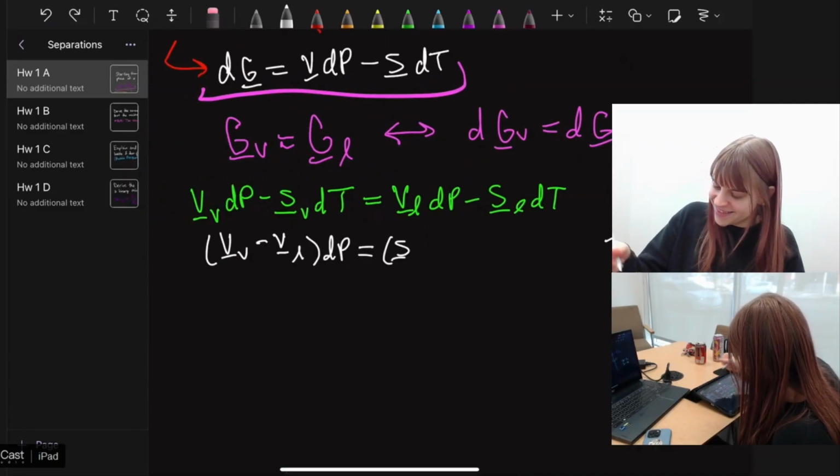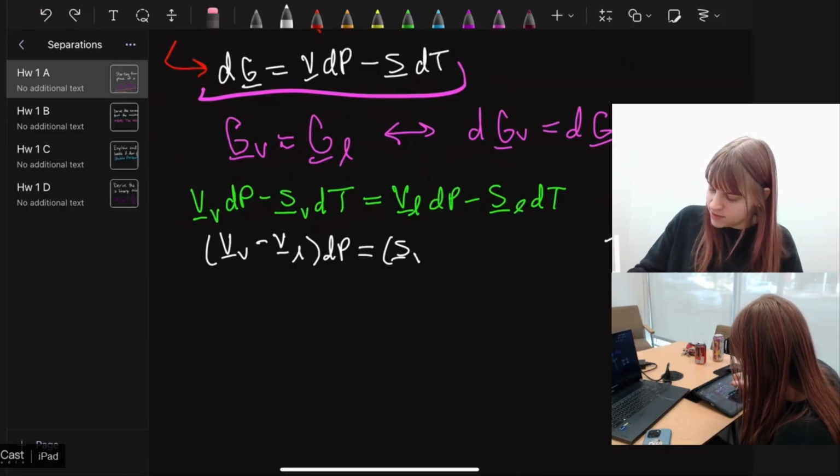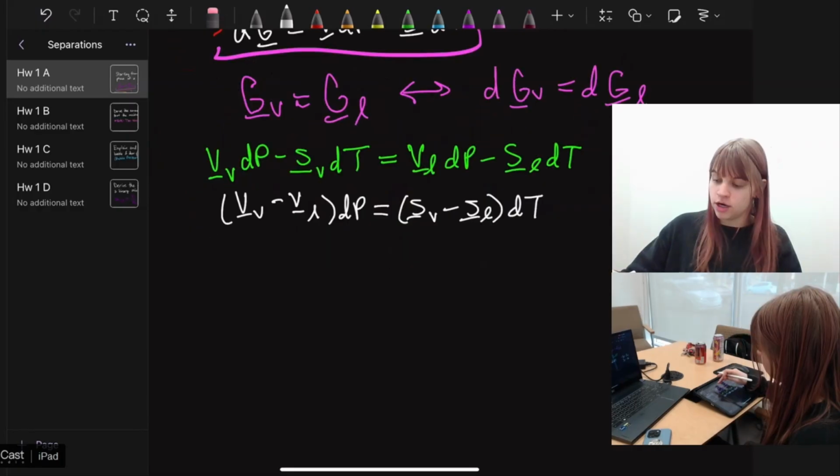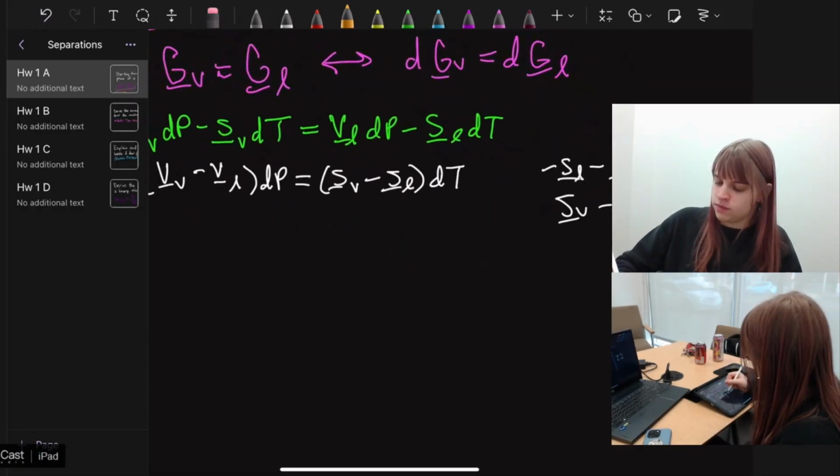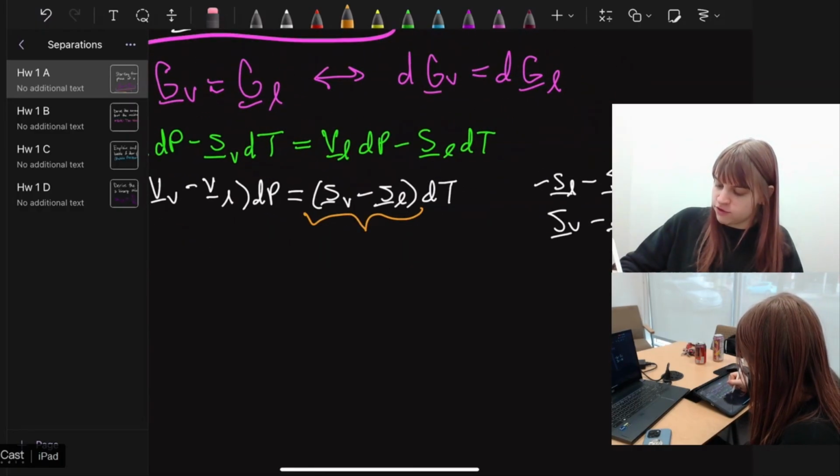I said that and then I did the opposite thing. Okay. Times the change in temperature. Our reason for doing all of this is because of this term.